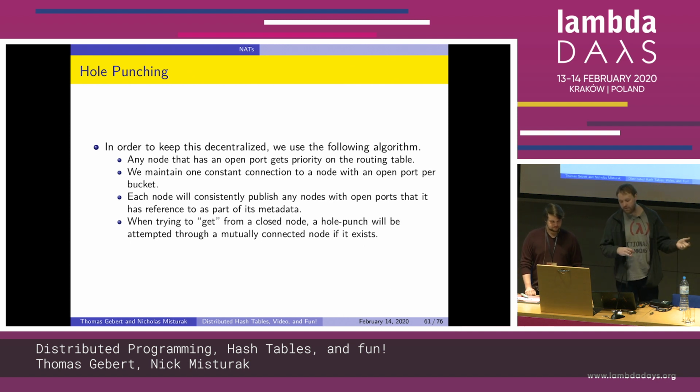And for every K bucket, we maintain a constant connection with them. And upon encountering a new node, it will constantly publish any nodes with open ports that it has reference to. And then when you try to connect to a closed node, the hole punch will always be attempted, to see if a mutually connected node exists. It doesn't always work. It just gives you a higher hit rate than if you don't do it.